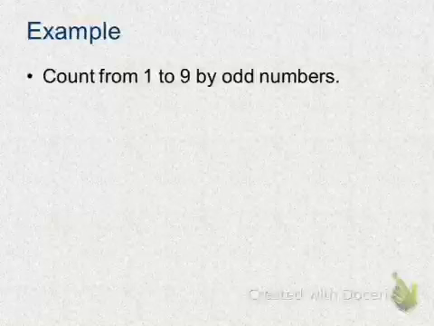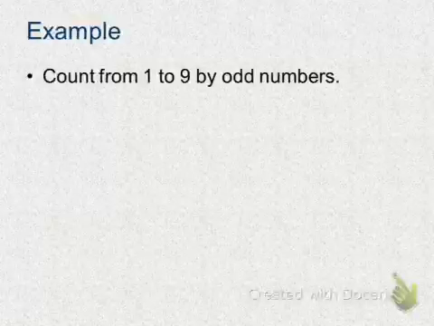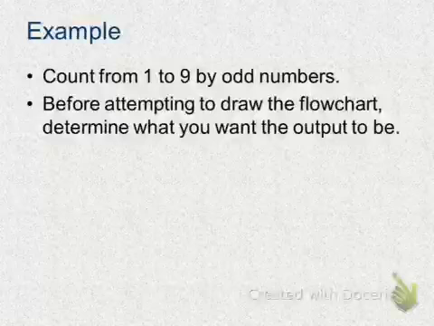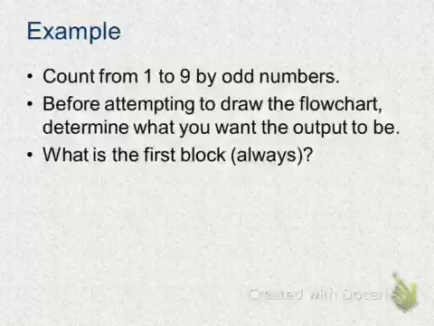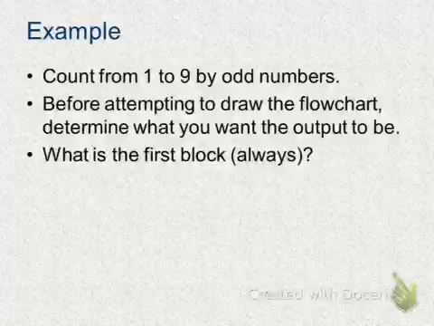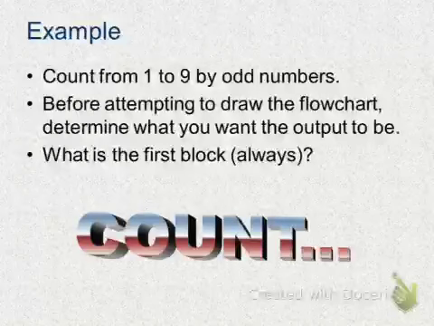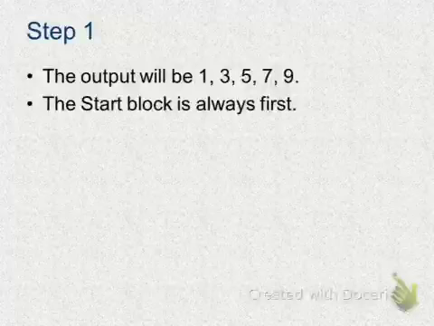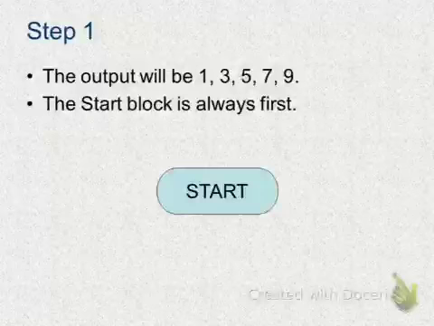Here's an example that we're going to do together. Let's say the problem was count from 1 to 9 by odd numbers. Before we draw the flowchart, we need to figure out what we want the output to be. The first block is always going to be, you guessed it, a start block. So let's begin. The output that we want is either going to be 1, 3, 5, 7, or 9. Again, we're counting by odds. The start block is always first, so there it is.